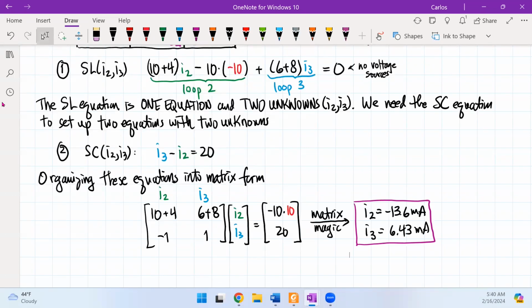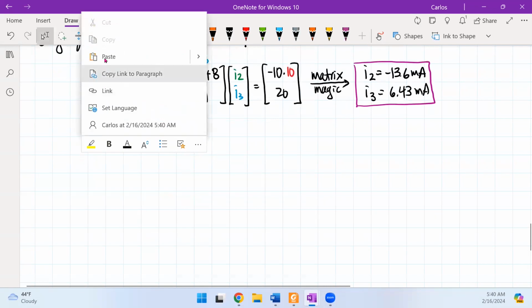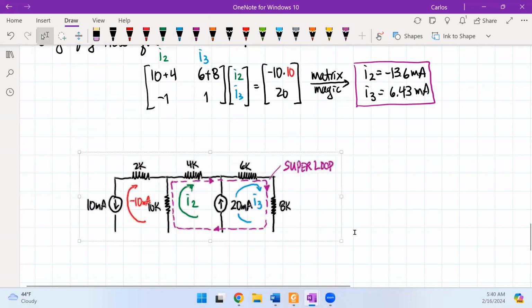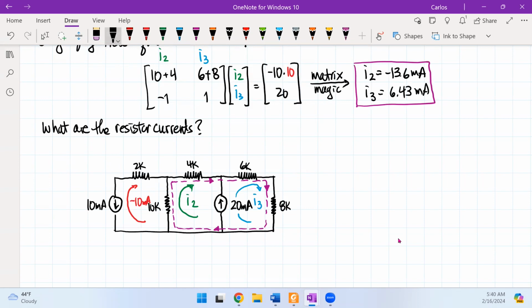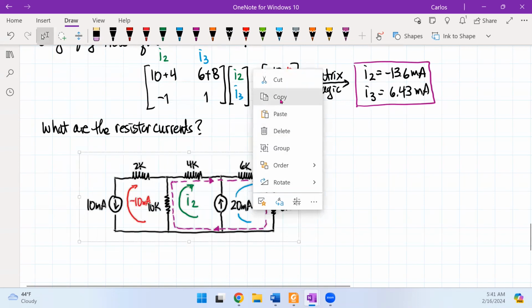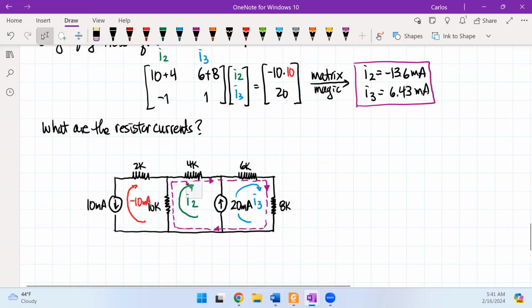So just to be on the safe side, let's put these all together here, and we're going to ask, what are the resistor currents? So the first thing that I'll do is that we have to set these guys up so that it looks something like this here. So I'm going to copy this. And I'm going to move this.